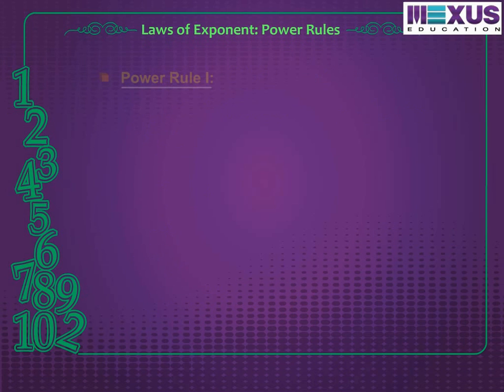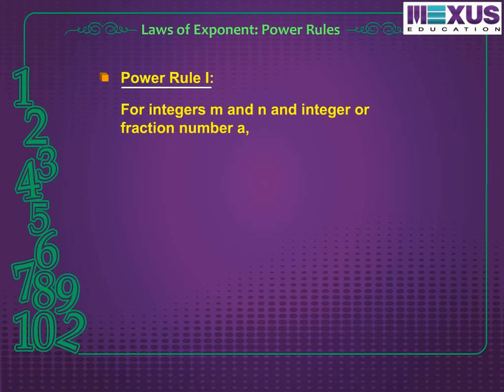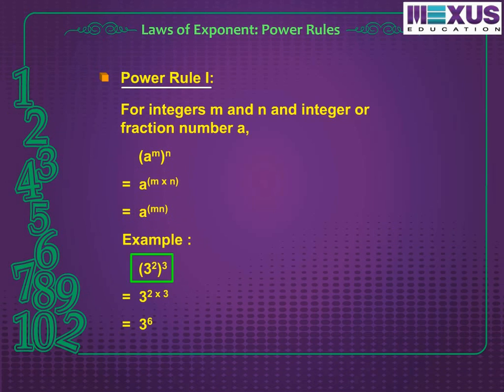Now we will study third law of exponent, that is, power rule. Power rule 1. For any integers m and n, an integer or fraction number a raised to the power m, whole raised to the power n is equal to a raised to the power m multiplied by n, or a raised to the power mn. Example: 3 raised to the power 2, whole raised to the power 3 is equal to 3 raised to power 2 multiplied by 3, which would be 3 raised to power 6.